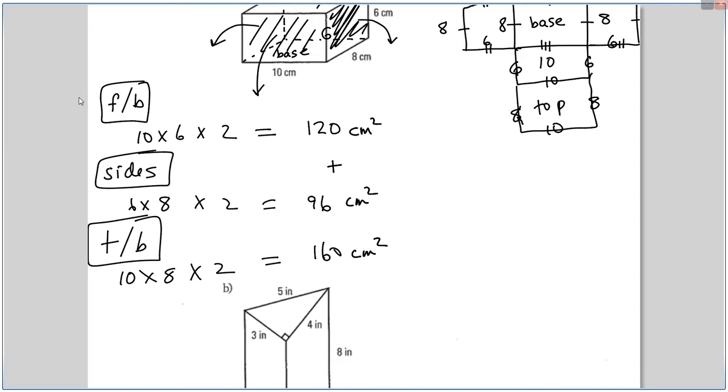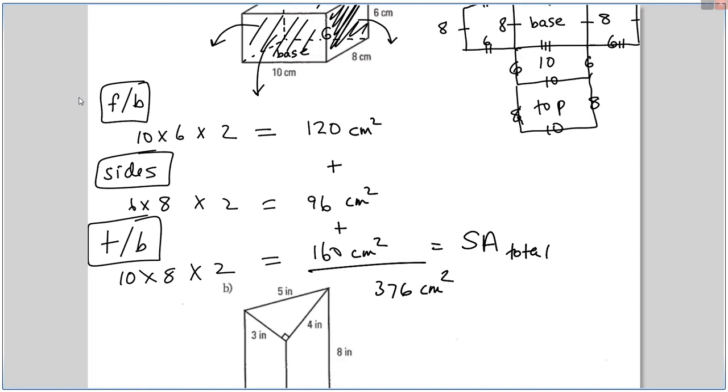And we add all these up for the total surface area. So adding them all up, 280, 380, 376. Didn't even need to use a calculator.